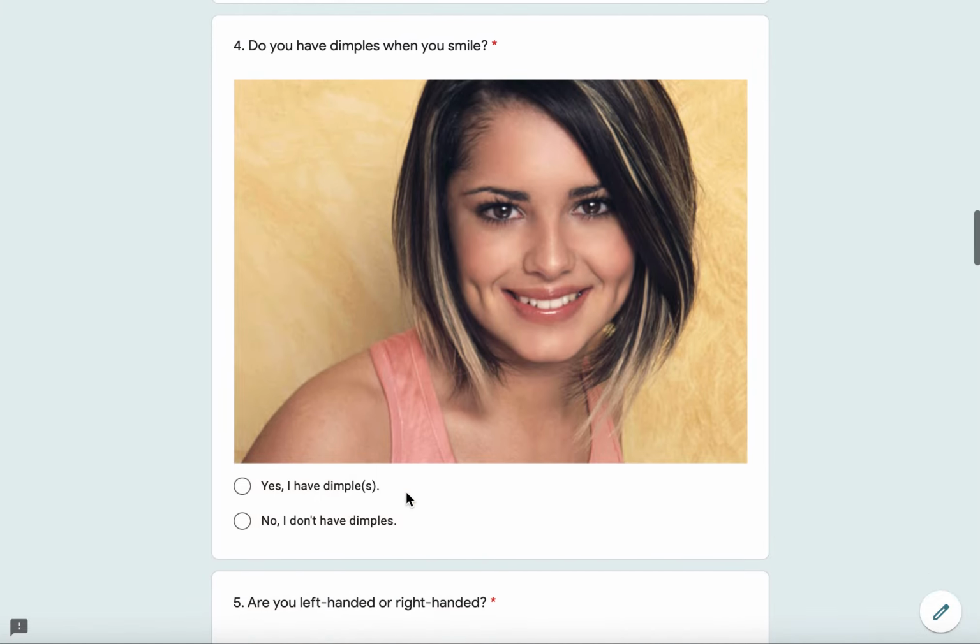Number 4, do you have dimples when you smile? Smile to yourself in the mirror right now. Take a look. Do you have dimples? Yes or no? Take a look at yourself in the mirror and smile.